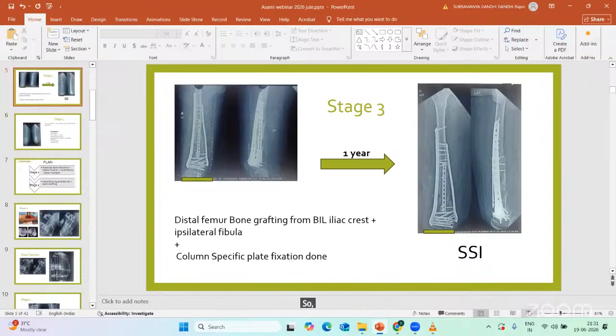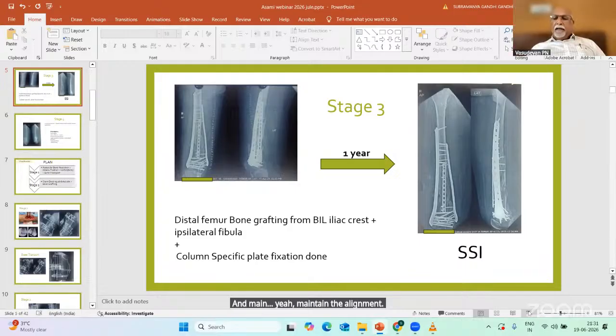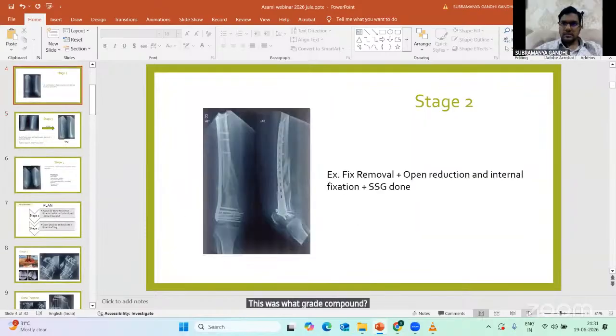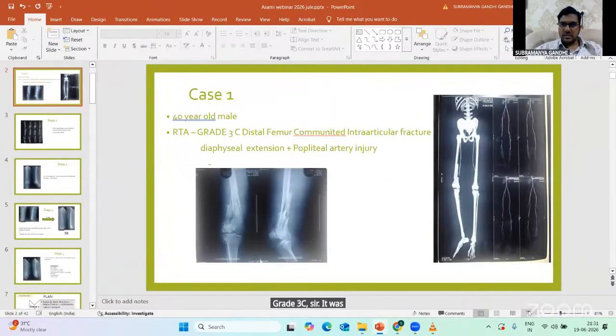Sir, maintain the alignment. A little bit of shortening is not an issue. And whatever the loose fragments are, they have to be removed. This was what grade compound, Gandhi? Grade 3C, sir. There was a vascular injury also present, sir. Popliteal injury was also there, sir.